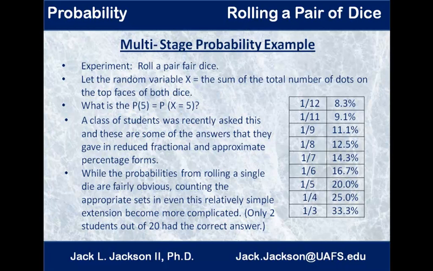I guess what we see is, while it was pretty obvious when we were just rolling one die, it becomes not quite so obvious when we do something very simple, really, which is just rolling a pair of dice. So maybe it's not so obvious what's going on here. Actually, only 2 people had the correct answer. So the correct answer is in here, but only 2 people out of 20 got that right. So what are we going to do here?